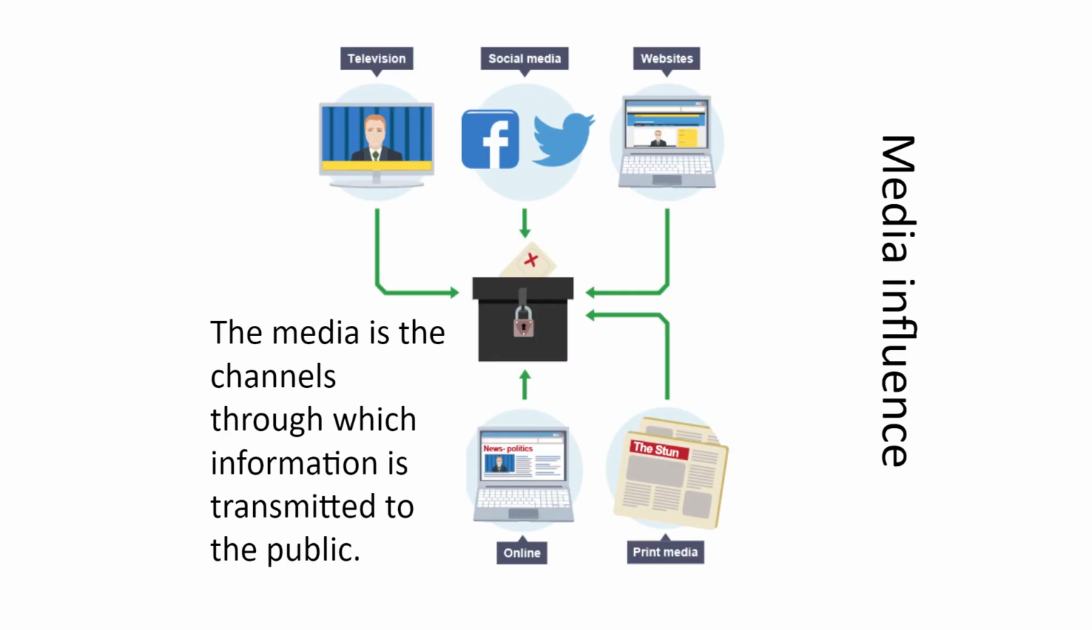So now I want to look at media influence, and the media is defined as the channels through which information is transmitted to the public. And you can see that this can be through television, radio, social media, websites, the print media, and online. All of these things are part of the media. And obviously there is a strong link to the public and public ideas about who they might want to vote for, and so these are closely linked.